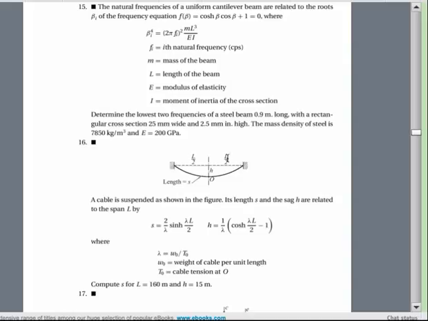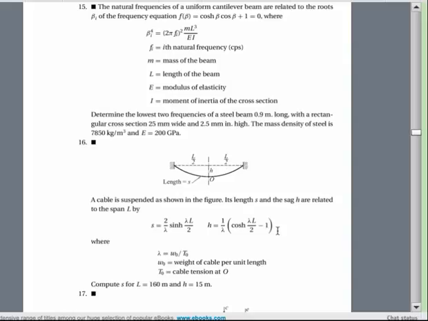supports is a length L, and suppose this is the midsection, so that this length is L over 2 and this length is L over 2. And we're trying to connect a cable here between these supports with a certain sag. So S is defined as the length of the cable, and this sag, this distance from the horizontal across the support down, is the sag.